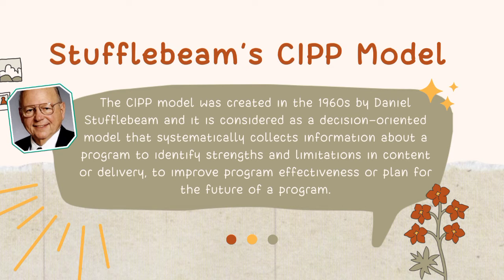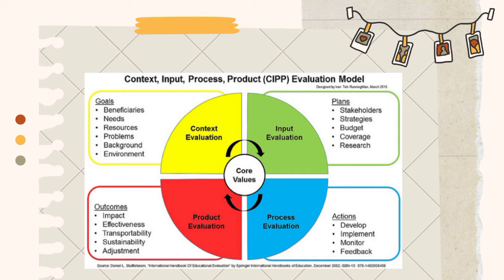The CIPP model was created in the 1960s by Daniel Stufflebeam, and it is considered a decision-oriented model that systematically collects information about the program to identify strengths and limitations in content or delivery, to improve program effectiveness or plan for the future of a program. Here is the context, input, process, product evaluation model.